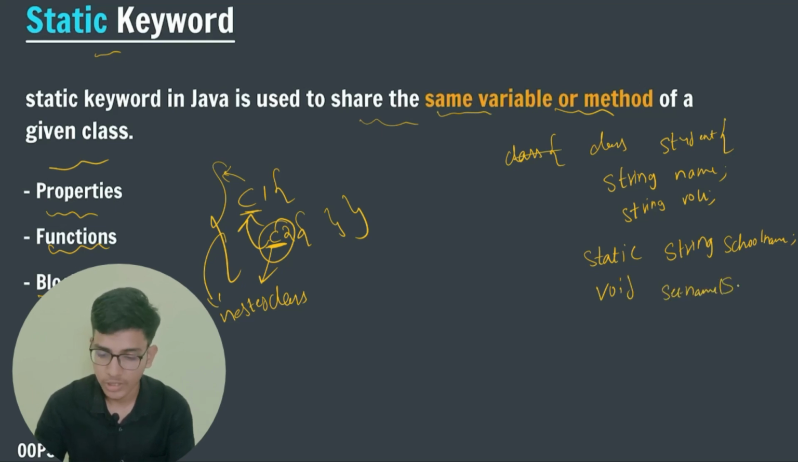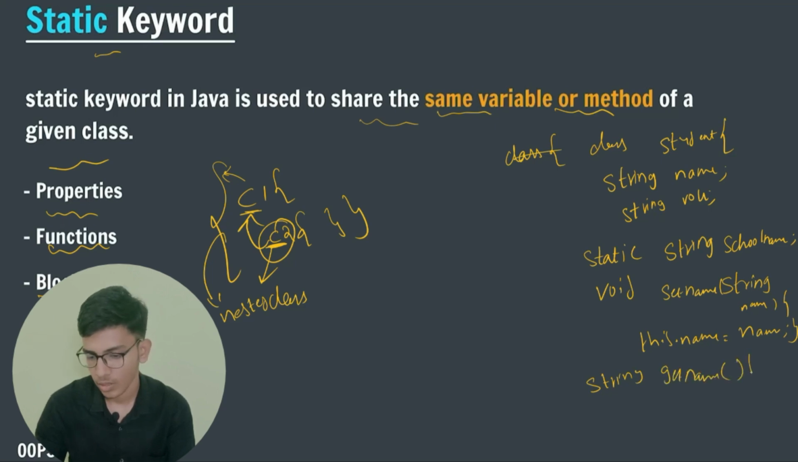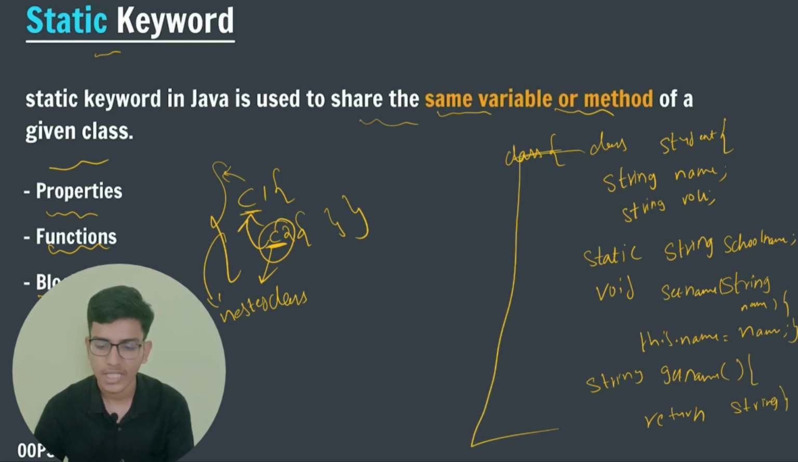Using this function I am going to set the name of my user, that is set name. In this, this dot name is equals to name, right? After it, a string type function, I am going to return the name of my user, that is get name. After here, return string. So let us code this thing. By coding this I will tell you the meaning of static keyword.